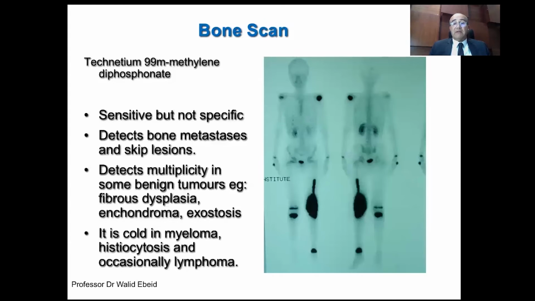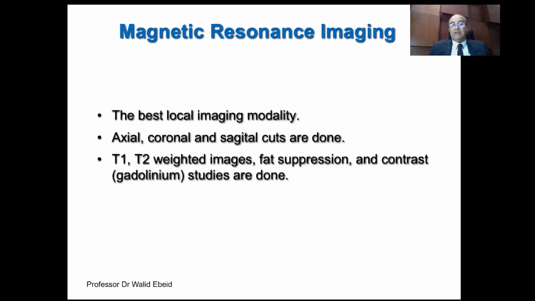A bone scan is a very sensitive but not specific study because infections, fractures, etc. could show uptake. However, the bone scan is of value to detect skip lesions, bone metastasis, multicentric tumors, etc. We should also remember that there are certain types of tumor that are cold on scan, like myeloma and histiocytosis.